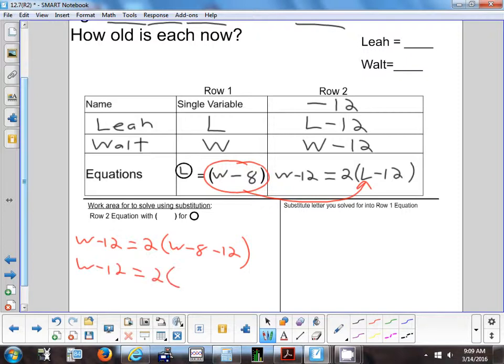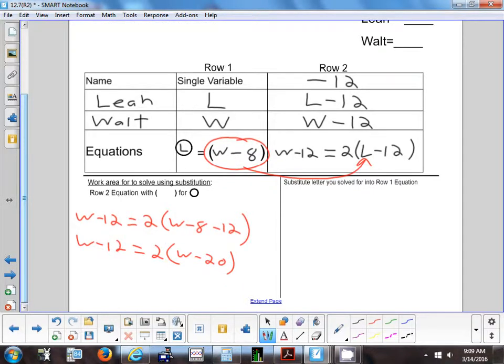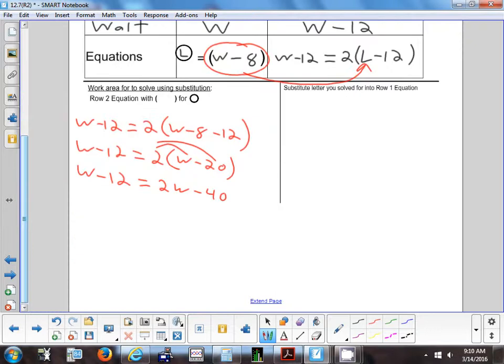This time we have a little arithmetic we need to do in the parentheses first. Negative 8 take away 12 is negative 20. And now, what am I going to do with the 2? I'm going to distribute. W minus 12, 2 times W, 2 times negative 20. All right, let's see what happens. We hope we don't get a negative for W. I don't think we will.